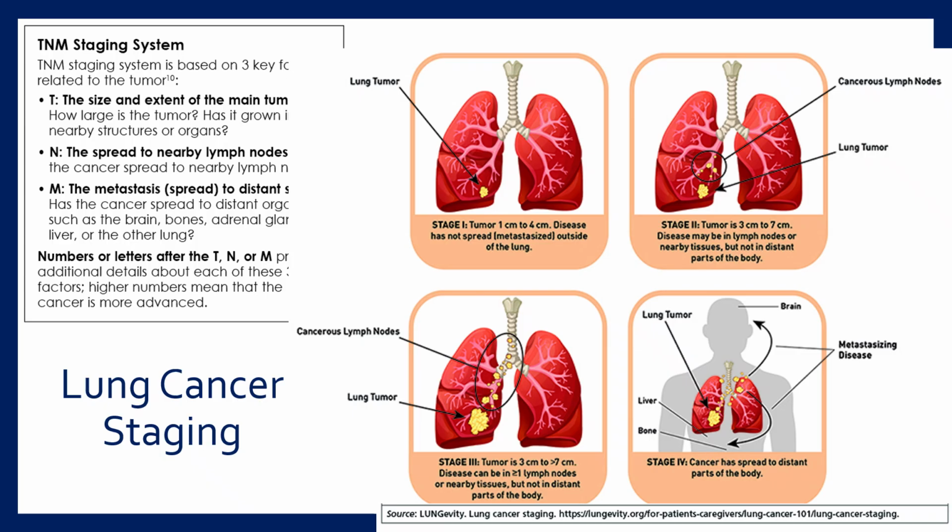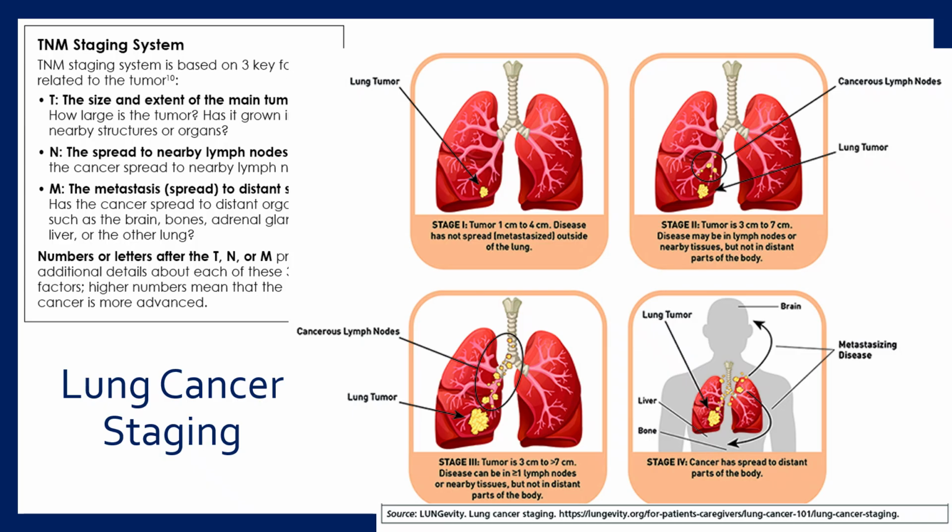And finally, the one everyone remembers is metastasis. This answers the question, has the cancer left the lung entirely? Common metastatic sites for lung cancer include the brain, bone, liver, adrenal glands, and the opposite lung. Once distant metastasis is present, the disease is automatically considered advanced, regardless of the tumor size.